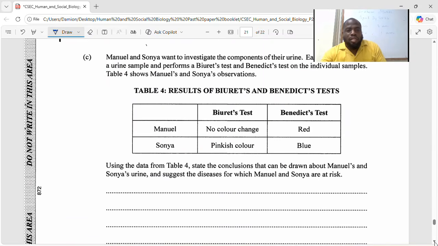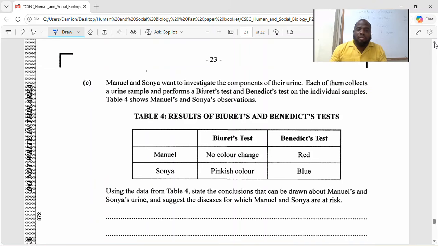Manuel and Sonia want to investigate the components of their urine. Each of them collects a urine sample and performs the Biuret test and the Benedict's test on the individual samples. Table 4 shows Manuel and Sonia's observation. So for Manuel, we're seeing for the Biuret test no color change. For the Benedict's test though, we're seeing a red. For Sonia, for the Biuret test, we're seeing a pinkish color, and then we see blue.